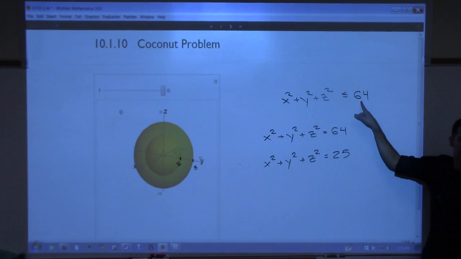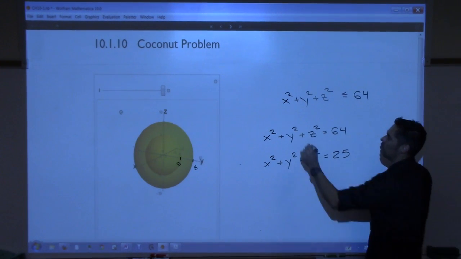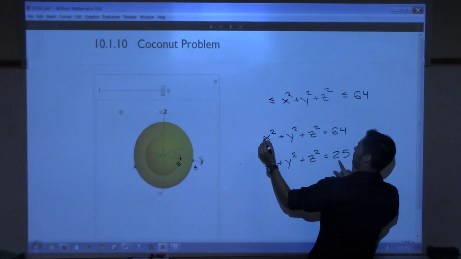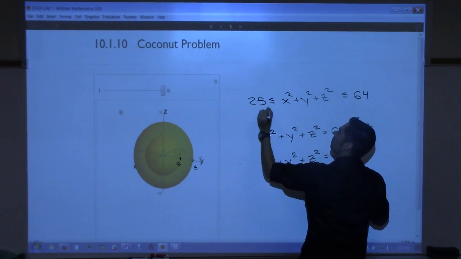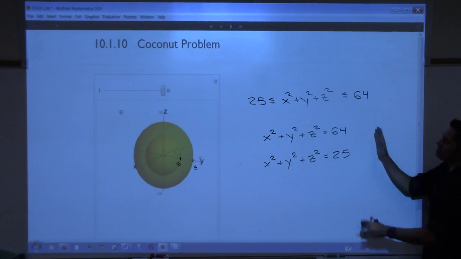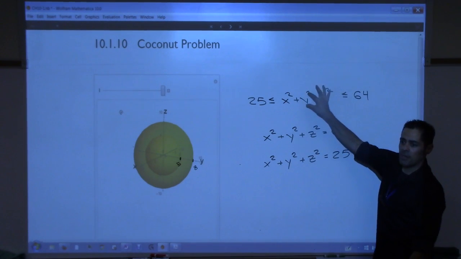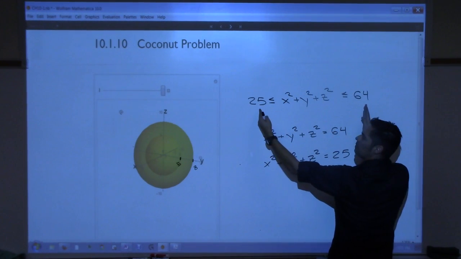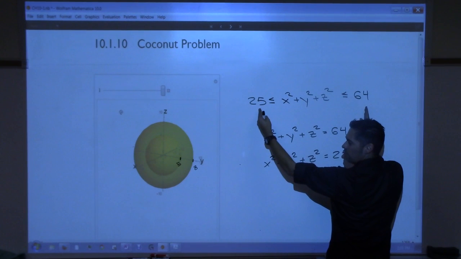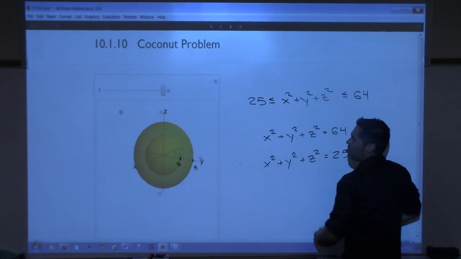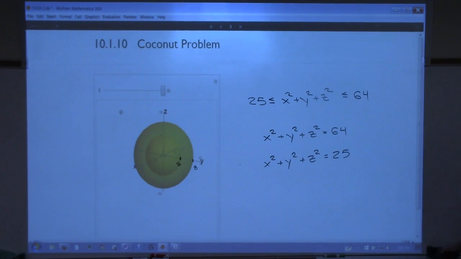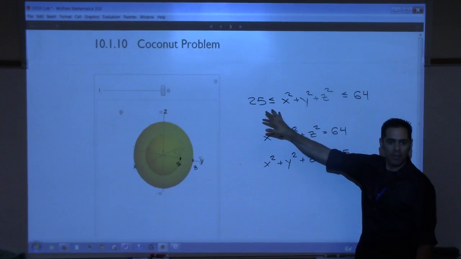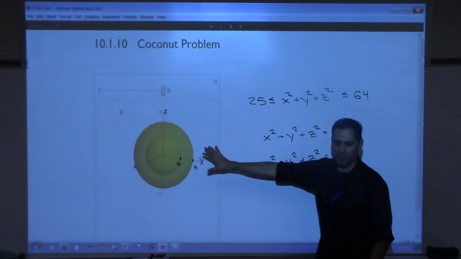This is every radius from 8 down. But I don't want it to go all the way down to the origin, right? I want it to go to where? 5, so 25 here. Do you see what we've done is we've squeezed all the points between two different radii, right? Squared. We have to have squared there. That would represent all the ordered triples that would draw this coconut, yes?